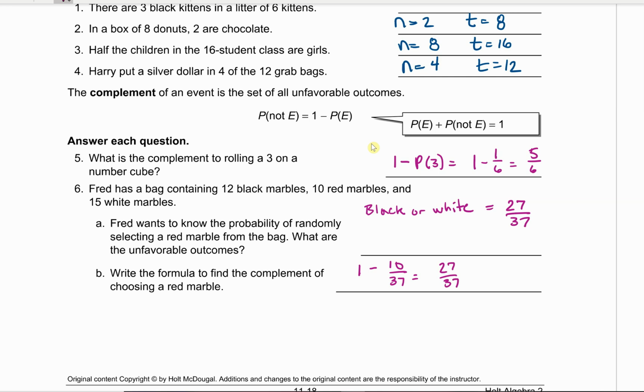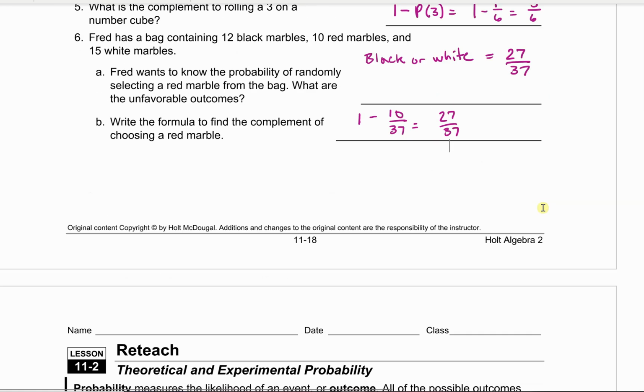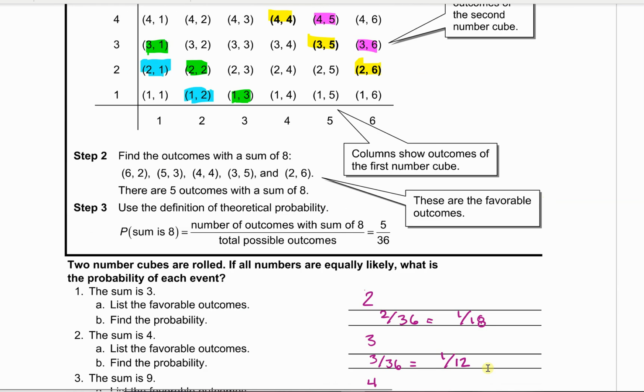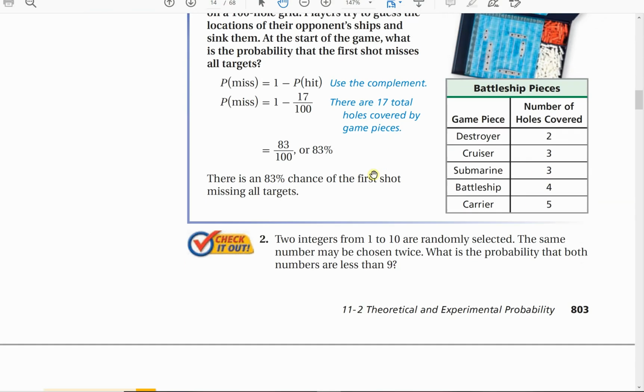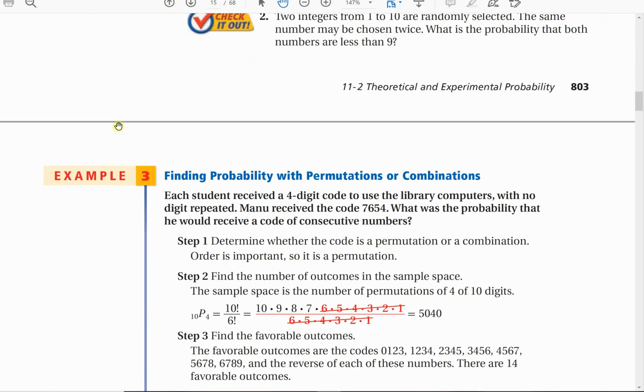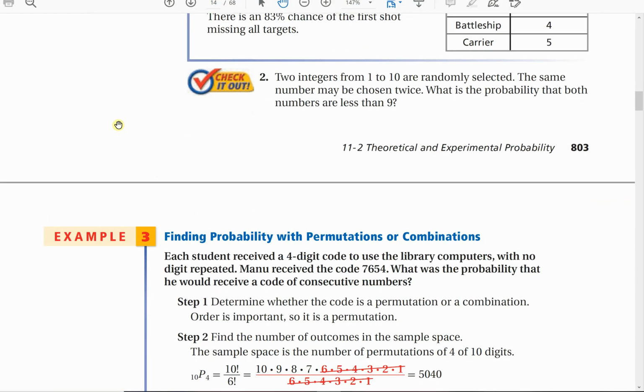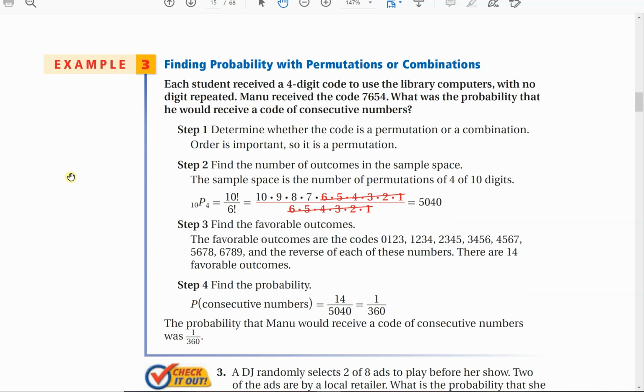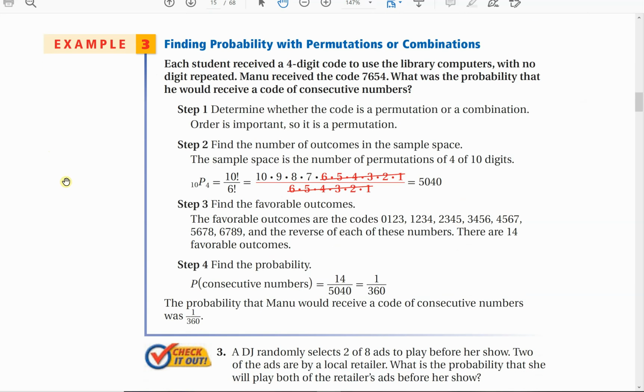I don't know if it's necessarily easier to find the complement here, but trust me, there are definitely ways where finding the complement is definitely easier. All right. So you could also use permutations and combinations to find probabilities, and that's why we learned about them in lesson 1. Let's take a look at this.